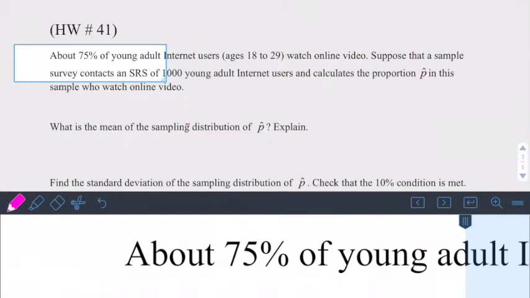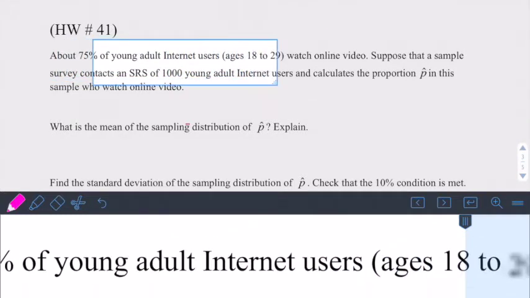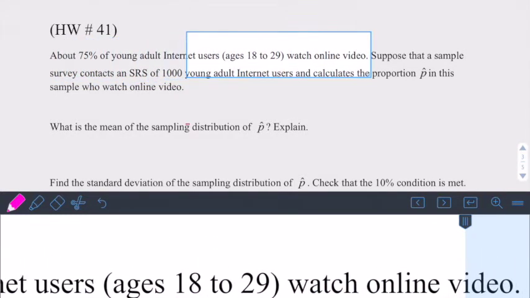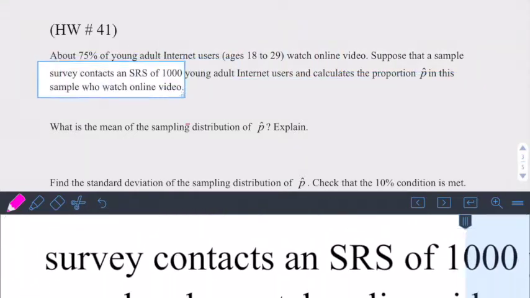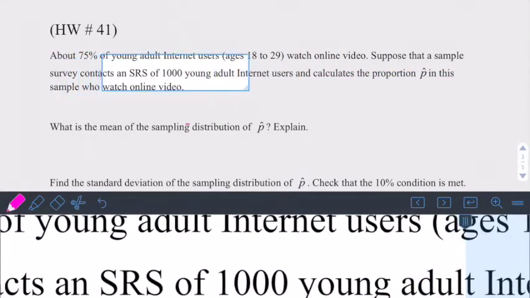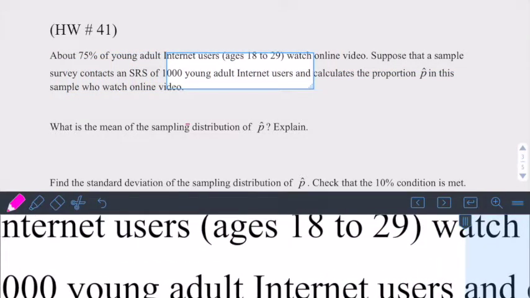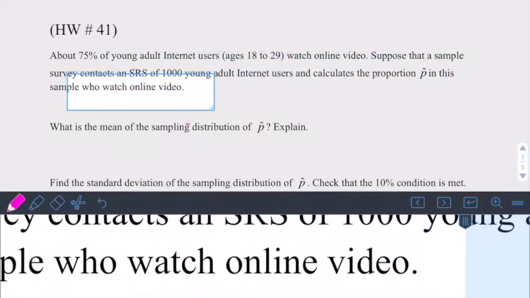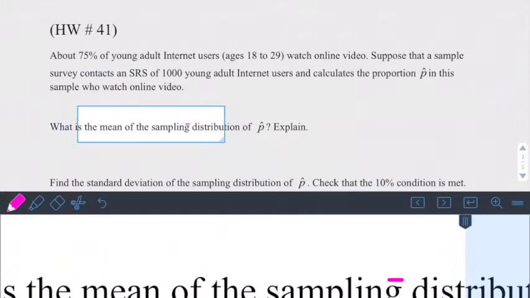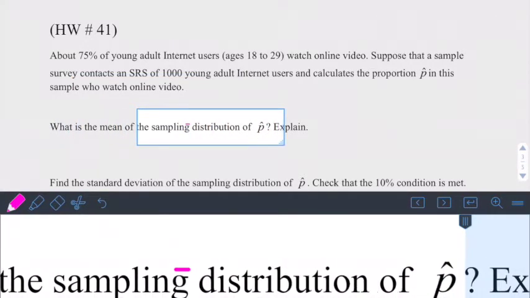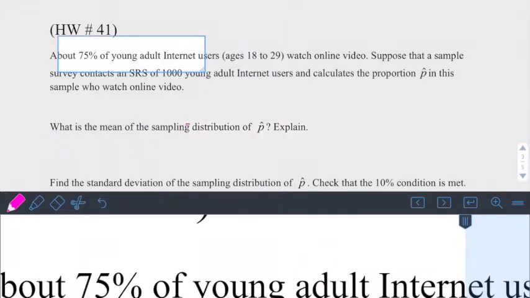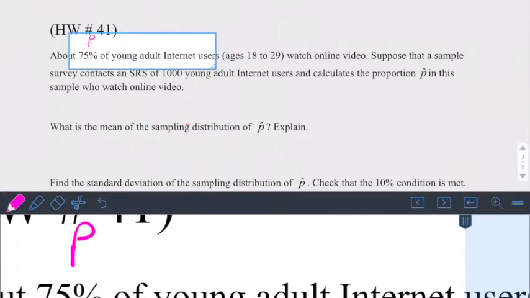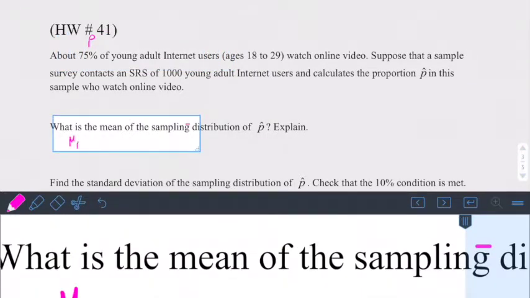About 75% of young adult internet users ages 18 to 29 watch online video. Suppose that a sample survey contacts an SRS of 1,000 young adult internet users and calculates the proportion p hat in the sample who watch online video. What is the mean of the sampling distribution of p hat? And explain. This is the population p. Remember, the mean of the sampling distribution of p hat is p, so 0.75.